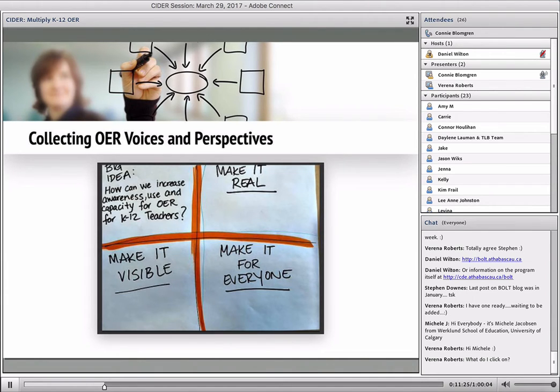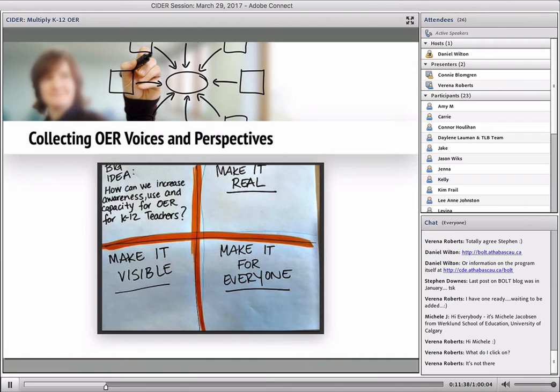So I think she's coming here. Sure, Verena, if you're looking for the microphone, it's in the top bar. It looks like an old-fashioned microphone. And you click it once, it'll turn green and you can begin speaking. Okay, she says it's not there.